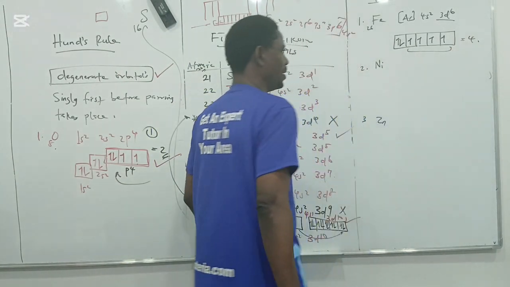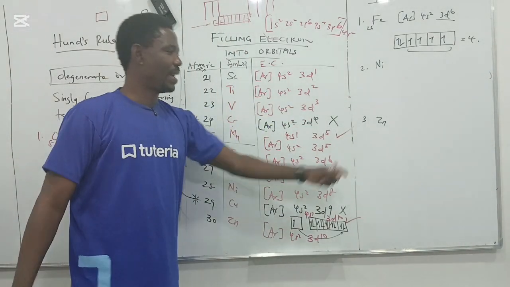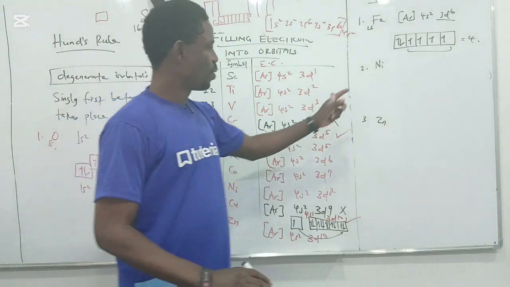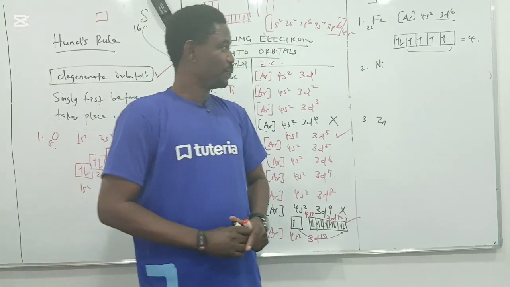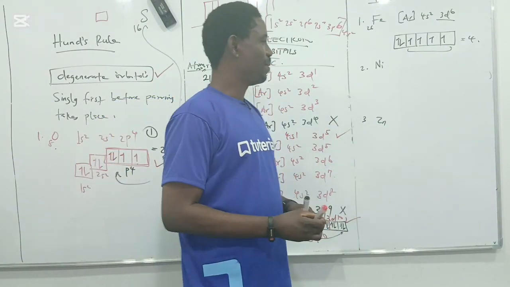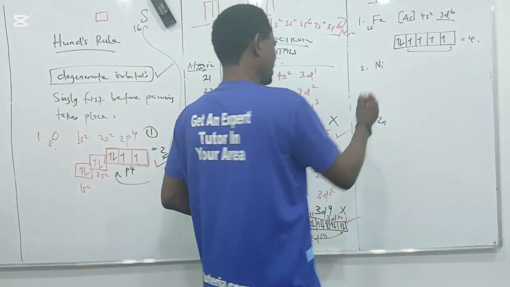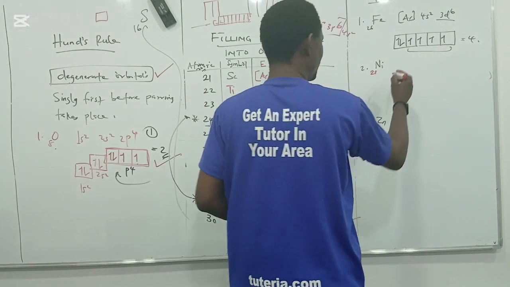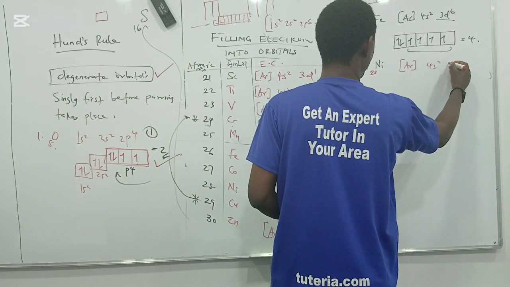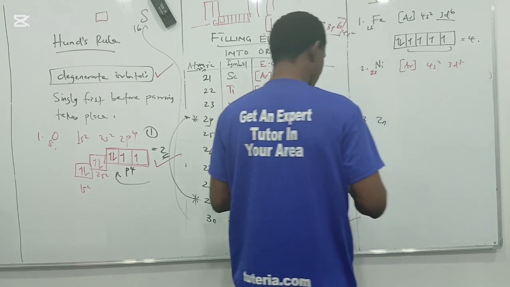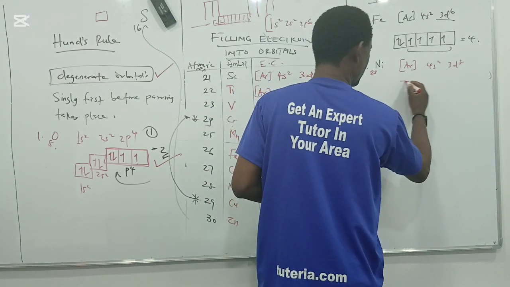Maybe you should work out this and this. Pause the video now, work it out, and let's see if you'll be able to calculate the number of unpaired electrons in nickel. Nickel is number 28, so I can say argon 4s2 3d8.